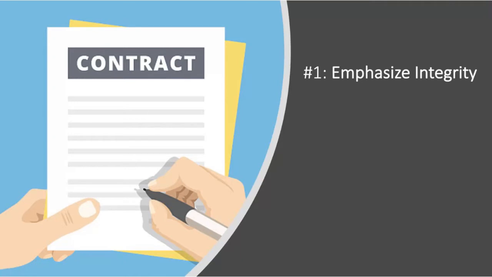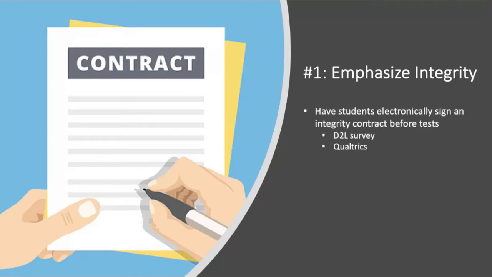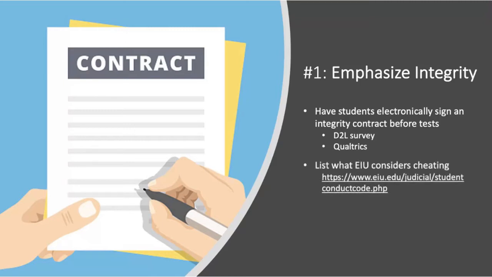Strategy number 1, emphasize integrity. Have students electronically sign a contract that lists what the university considers cheating. You can use the survey feature in D2L or embed a Qualtrics survey link to your quizzes. Include a link to the university website that houses the academic integrity policy and require a signed contract prior to beginning the exam.